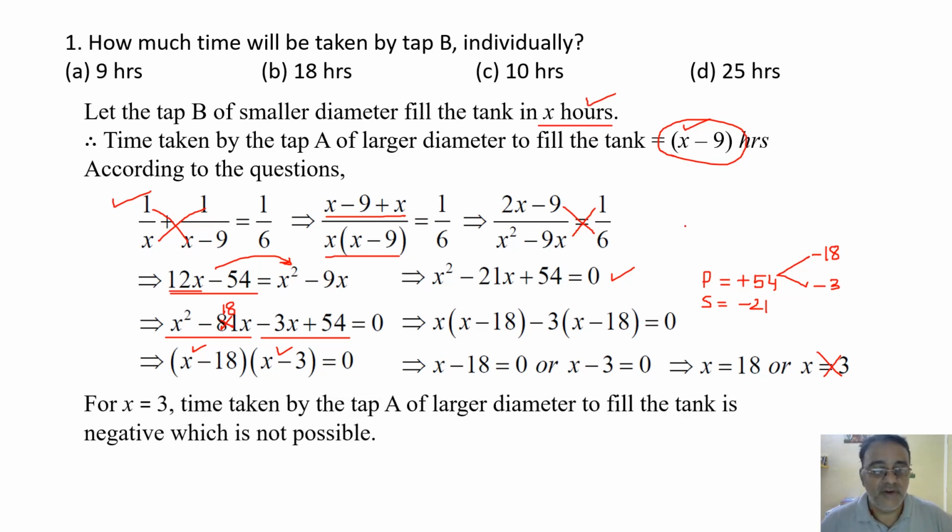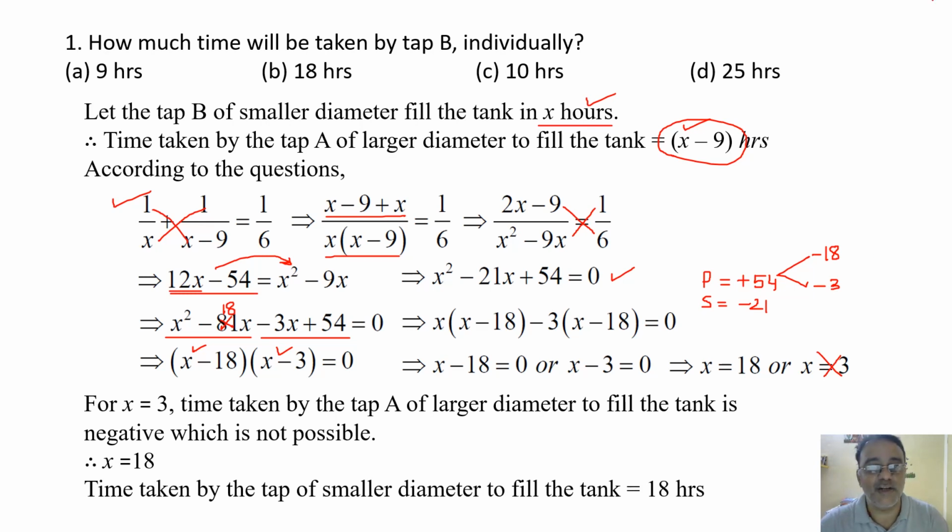Okay. For x is equal to 3, the time taken by tap A of larger diameter to fill the tank is negative, which is not possible. So therefore x is equal to 18 and the correct answer is 18 hours and the correct option is Option B. Option B, right? Any doubt in this question? No, sir.